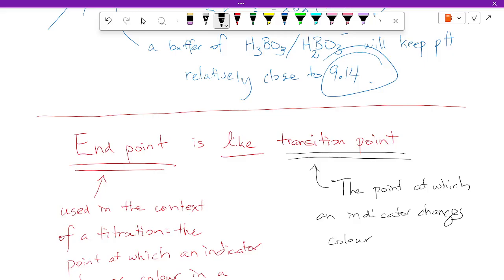Yeah. Question? Yeah. So they can kind of be used interchangeably. Is that good? Okay.